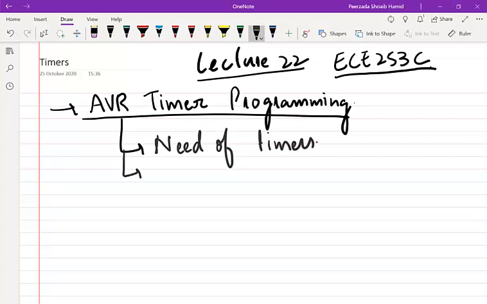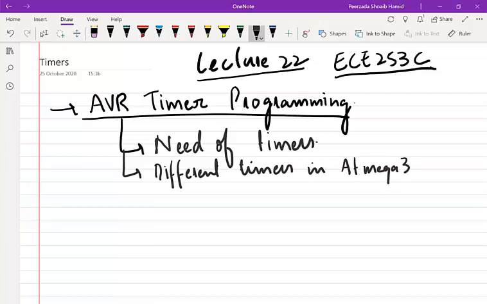Also, we'll be discussing the different timers in ATmega 328. In the microcontroller we have been discussing so far, ATmega 328, we'll be discussing what the different timers present in it are. To effectively program timers, we need to study the registers associated with these timers. Next we'll be discussing the different registers associated with each of these timers.